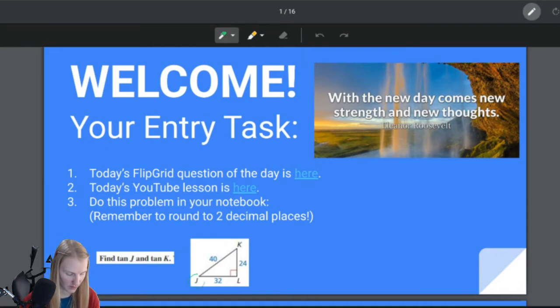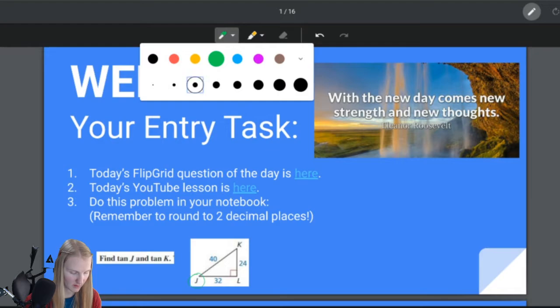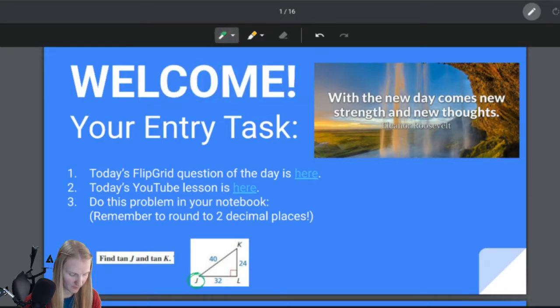So first, let's take a look at J. So here's J. If this is the angle we're looking at, that makes this the opposite, and this the adjacent. Of course, the side opposite our right angle is always the hypotenuse. Remember, the key here is that tangent of theta is equal to opposite over adjacent. That's the key here.